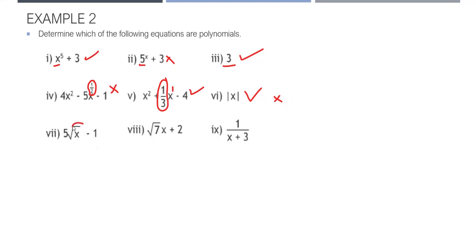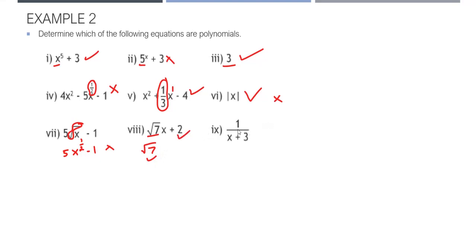Here we have square root of x. Now it feels wrong right away, and if we write this out as a power, so it's 1/2, well then definitely not, no. We can't have fractional exponents, so no. Now can we have fractional coefficients? Is square root of 7 a real number? Well yeah, it is. So therefore, yes, this is a polynomial.